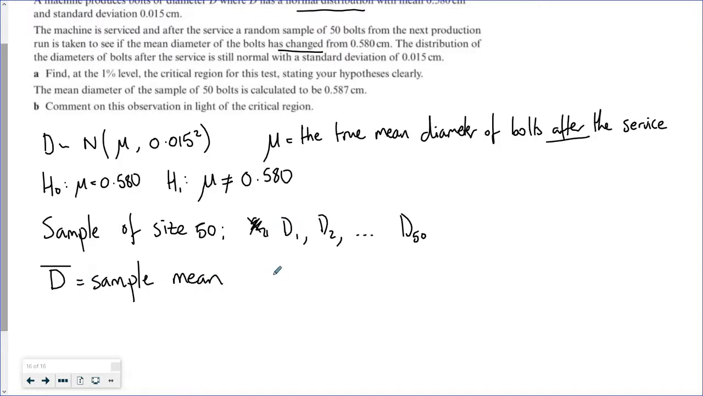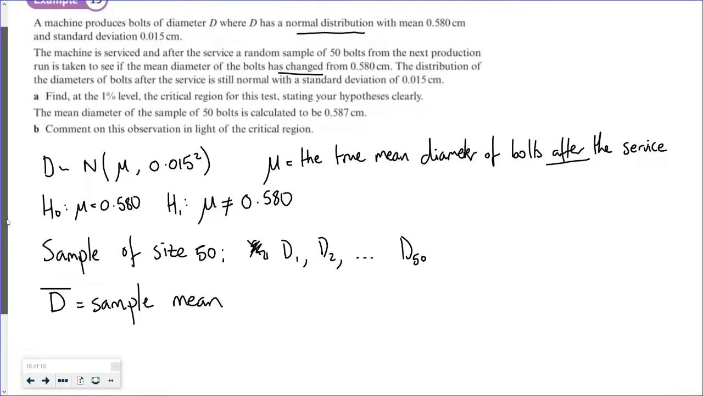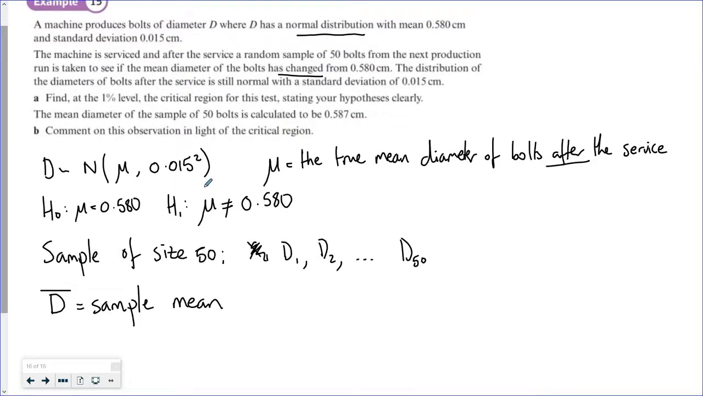And it's worth working out what values of D bar, the sample mean, are going to try and support H1. So what values of D bar would we need to see in order to suggest that there has been a change? Because we're just bothered about whether the diameter has changed from 0.580, if we had a sample mean which was much bigger than 0.580 or much smaller than 0.580, then we could conclude that there's been a change.